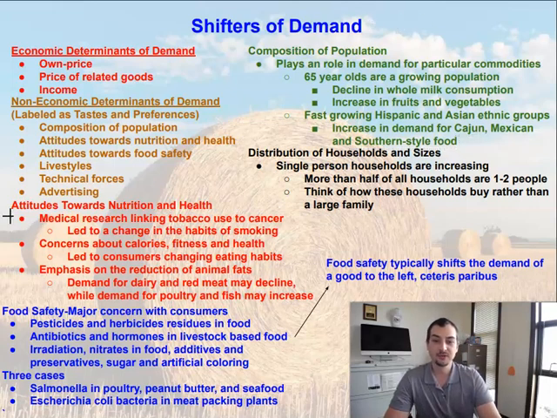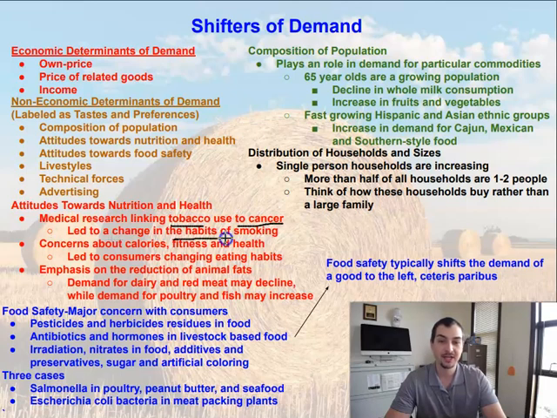The next aspect is, what about attitudes towards nutrition and health? Medical research has linked tobacco use to cancer. Well, what have we been seeing the demand for tobacco doing? It's falling. The attitudes towards wanting to be a healthier person and being more nutritious and healthy, whenever they come out with research linking something like tobacco to cancer, we see that the demand for tobacco falls.